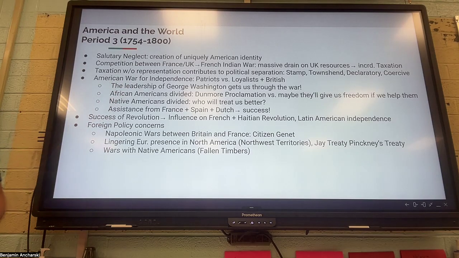Skipping quickly, George Washington was a pretty cool guy, pretty good at running away. And with the guerrilla war, that's pretty handy. So he gets through the war. We saw that, in general, African Americans and Native Americans were not routinely on one side.